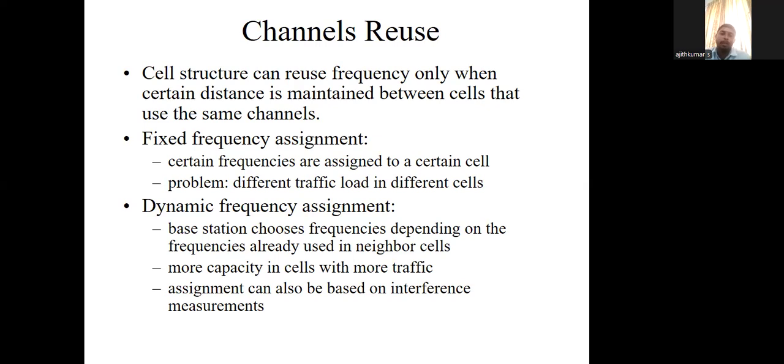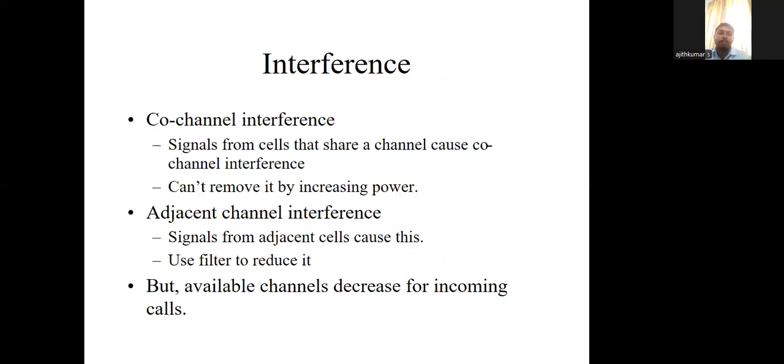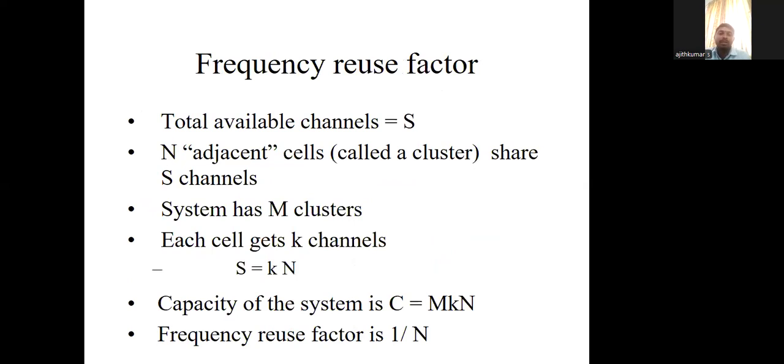Then next, see dynamic frequency assignment. The base station chooses frequencies depending on the frequencies already used in the neighbor cells. They give more capacity in cells with more traffic. The assignment can also be based on interference measurements. See the interference: co-channel interference and adjacent channel interference, but available channels decrease for incoming calls.